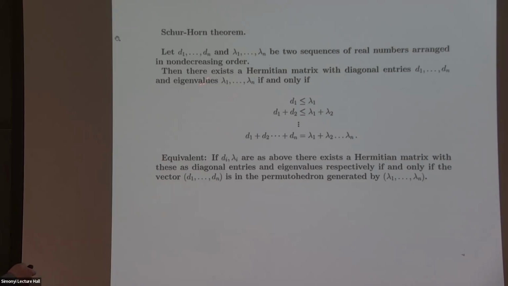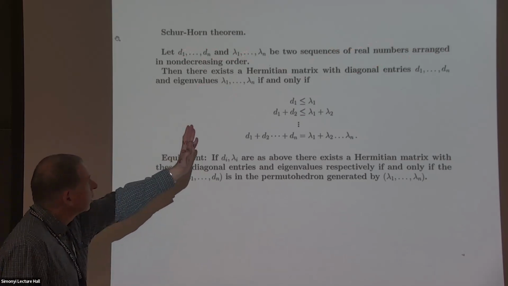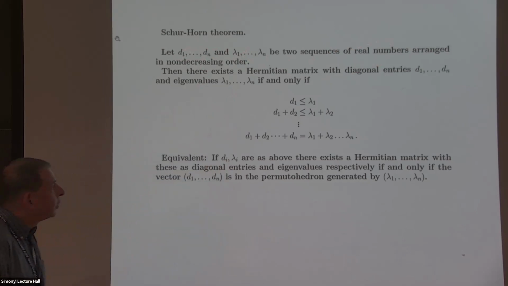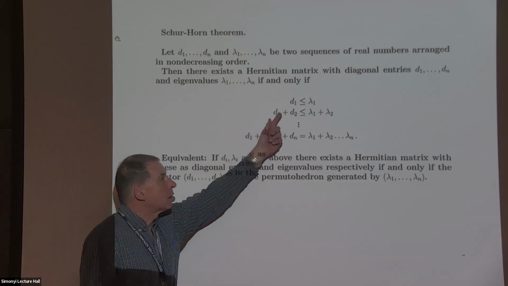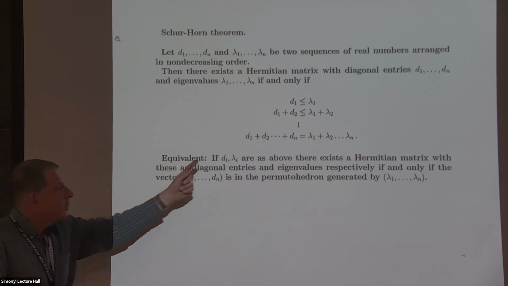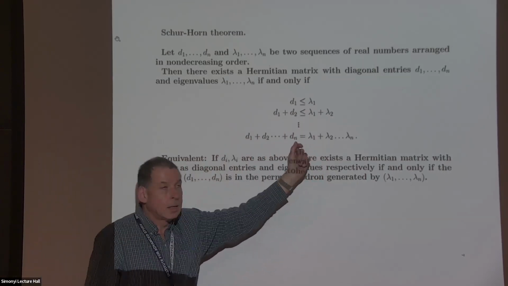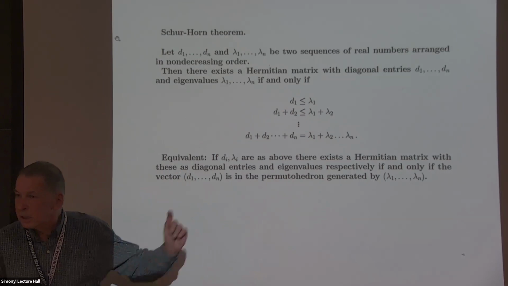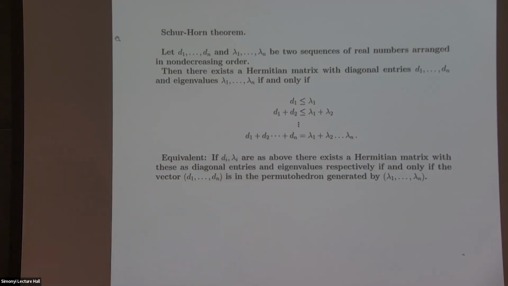So some of you may know this. I have two sequences, d1 through to dn, and lambda 1 through to lambda n, sequences of real numbers arranged in non-increasing, at least in non-decreasing order. Then the Schur-Horn theorem says there exists a Hermitian matrix with diagonal entries d1 through to dn, and eigenvalues lambda 1 through to lambda n, if and only if the sequence of inequalities holds. So if I give you a Hermitian matrix, I look at the diagonal entries di, and the eigenvalues lambda i, then d1 is less than or equal to lambda 1, d1 plus d2 is less than or equal to lambda 1 plus lambda 2, and so on, until you get the trace condition. So that's a rather beautiful thing.